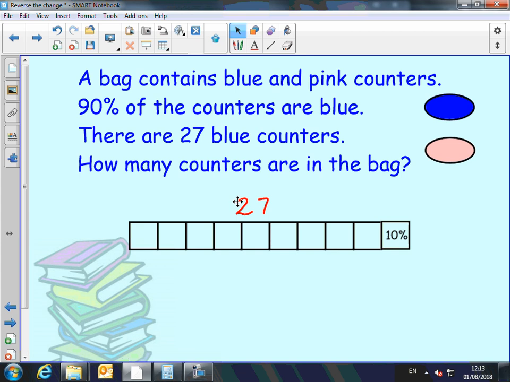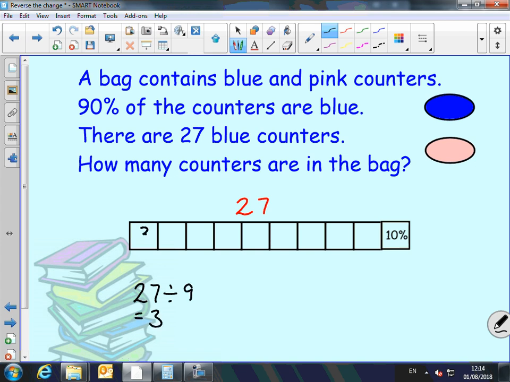So how much is each of those boxes worth? It would be 27 divided by 9, which gives you 3. So each section here, which is 10%, is equal to 3. So overall, 100% would be 10 times 3, which is 30. So we have 30 counters in the bag altogether.